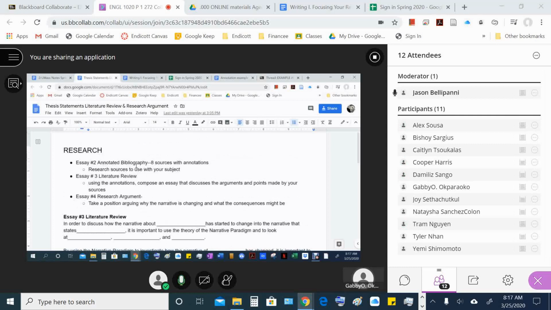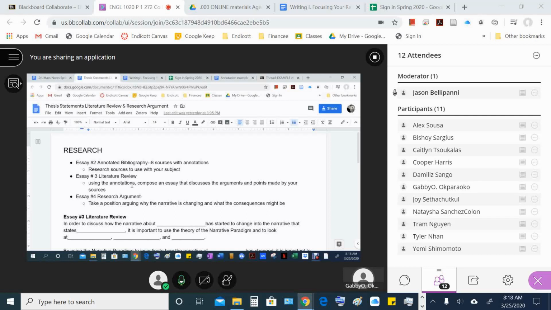The reason your annotated bibliography is so important, and why you need to make that connection to other sources, saying this is like that, is that the literature review is basically all about that. It's an actual essay in which you discuss the arguments that each of the articles is making, and you're trying to demonstrate the connection between your different writers.